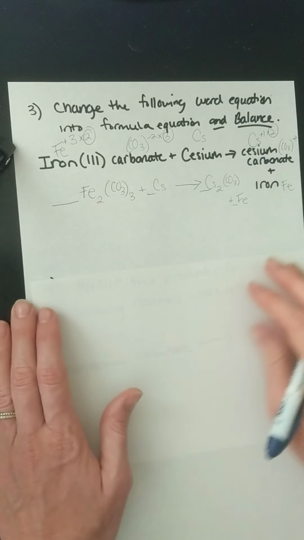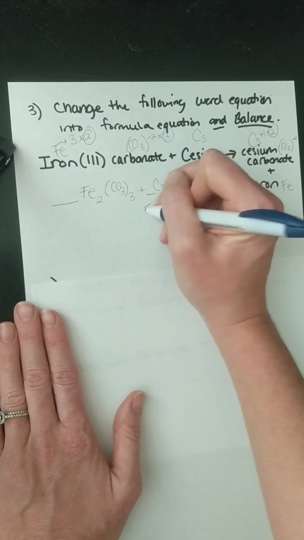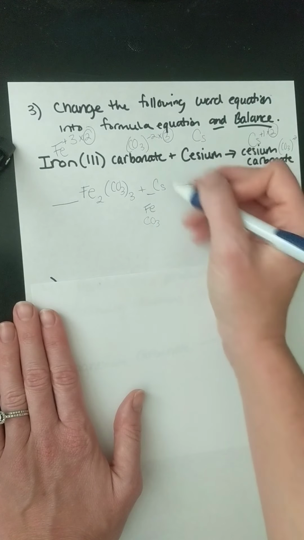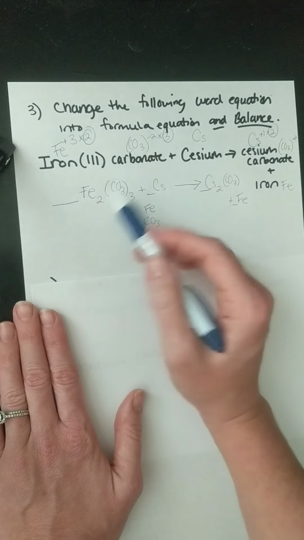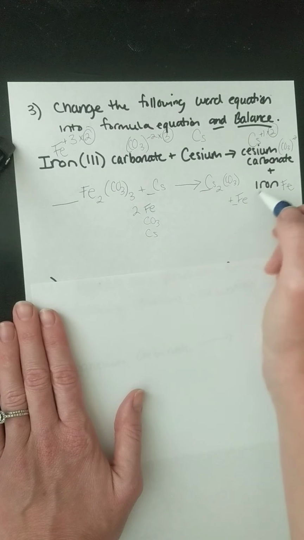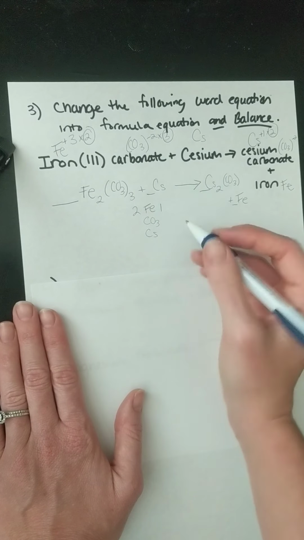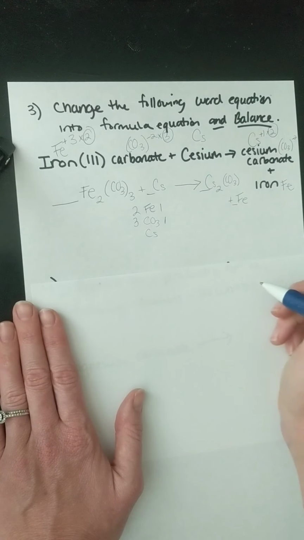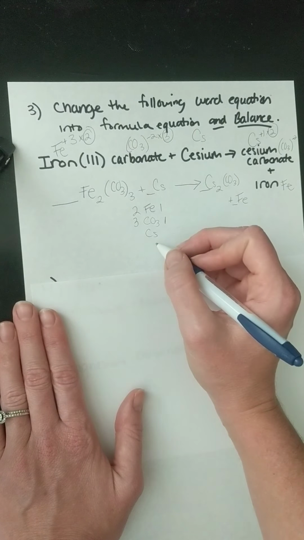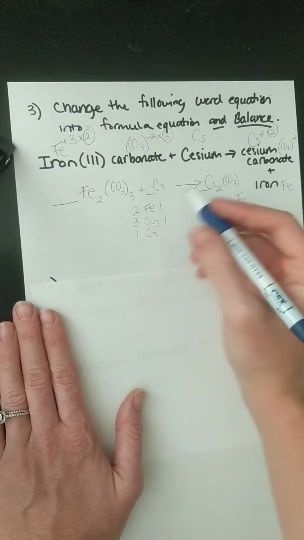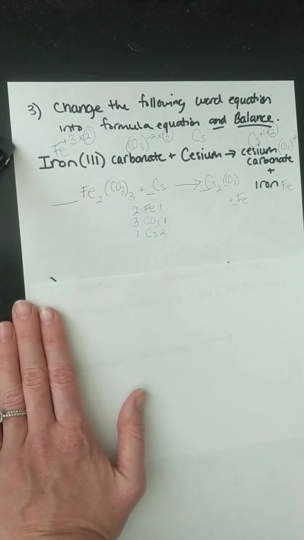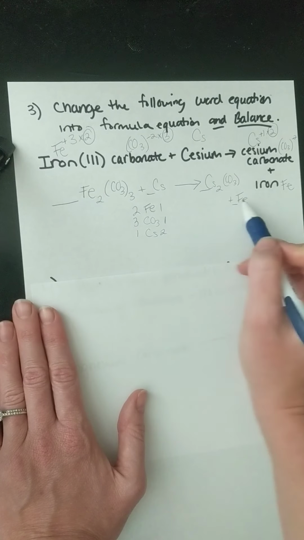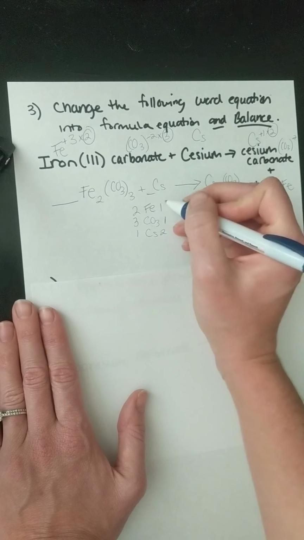So what you do is now I'm going to write down all the compounds. Does CO3 separate? No, so I can keep it together. And then Cs. So I have 2 iron on the reactant side, 1 on the product. 3 carbonate on the reactant side and 1 in my product. Cesium, I have 1, and cesium over here, I have 2. So let's go through this. 2 on my reactant, 1 on my product. I can go ahead and put 2 there, and then this changes iron to 2.